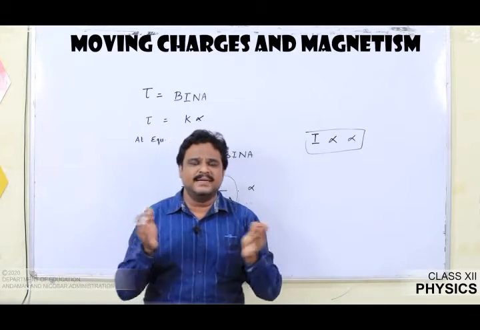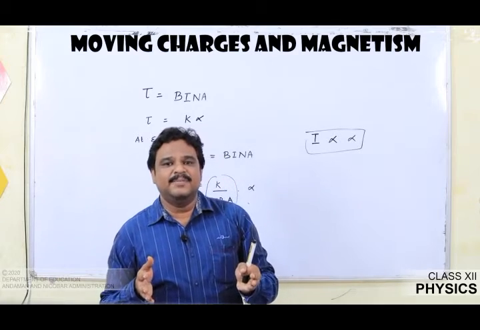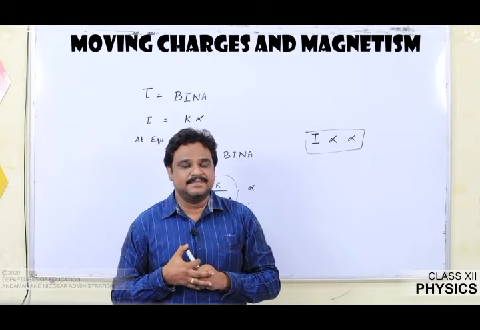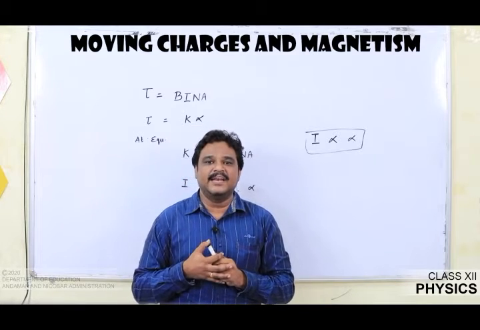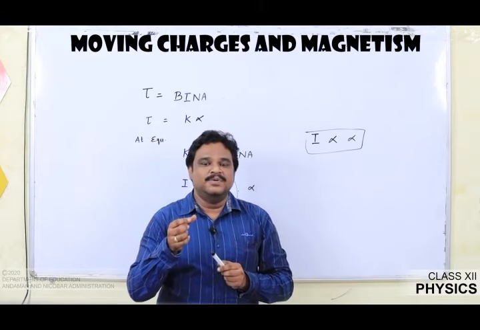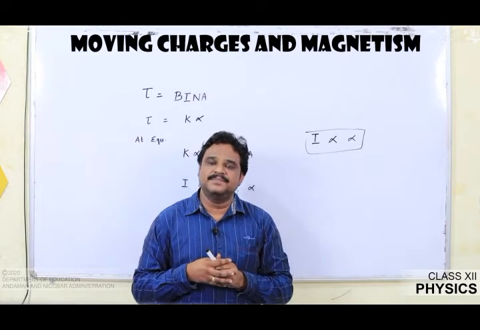Once again I am going to make a complete recap of the moving coil galvanometer. Basically a moving coil galvanometer is used to detect very small currents in electrical circuits. On what principle is a moving coil galvanometer based? It is based on the principle that when a current loop is suspended in a magnetic field, it experiences a torque.